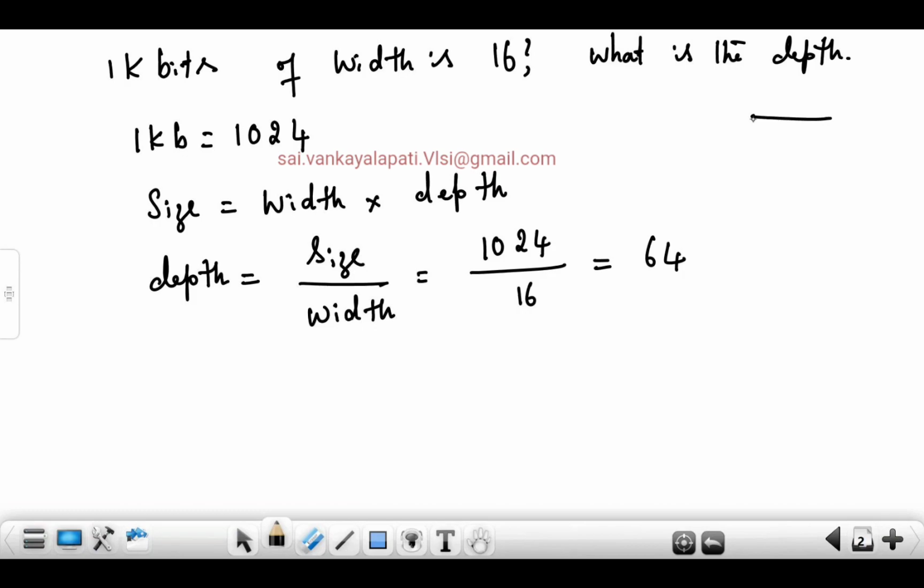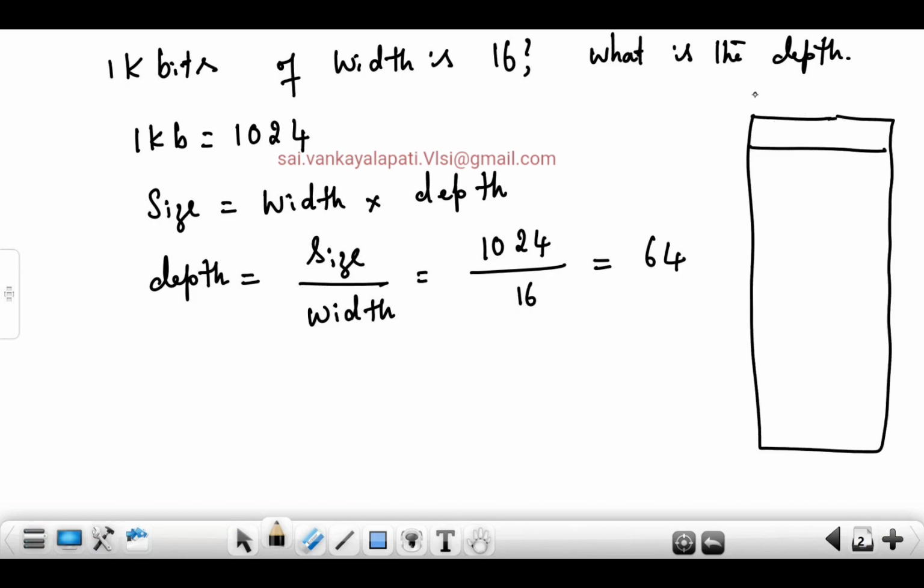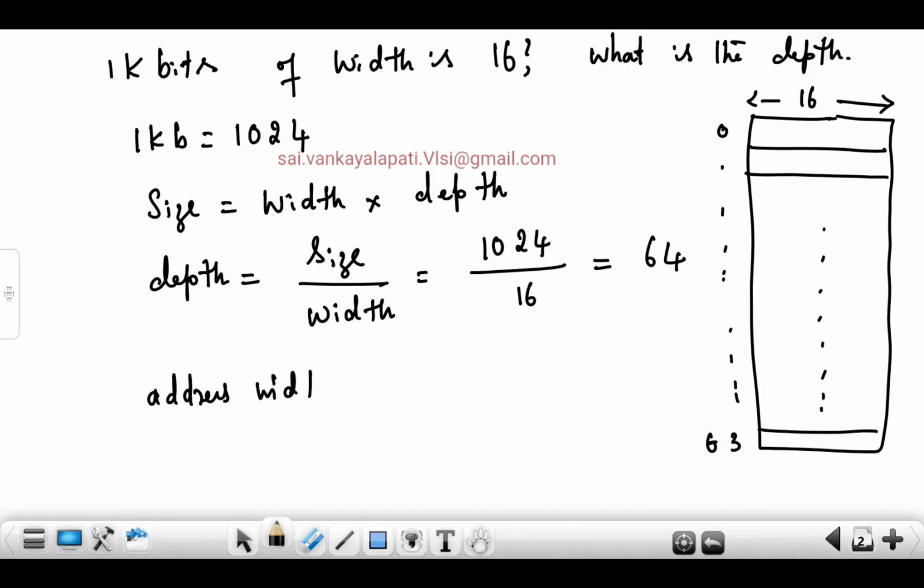Correct. If I draw the memory for this, what is the width? The width is 16 bit. Then the depth is 0 to 63. What is the address width of this? The depth is 64. To represent 64, how many bits are required? 2 power 6 is 64. Therefore, address width is equal to 6.